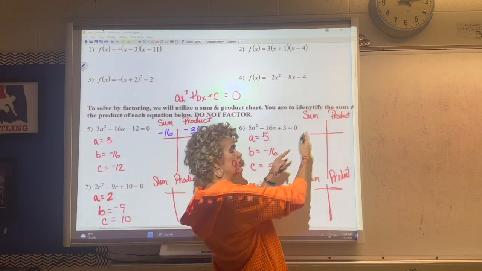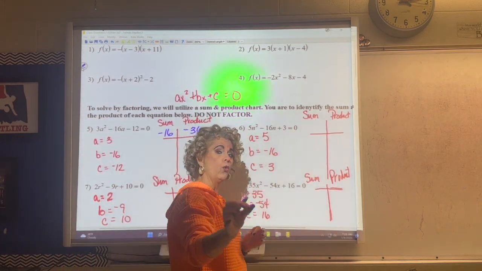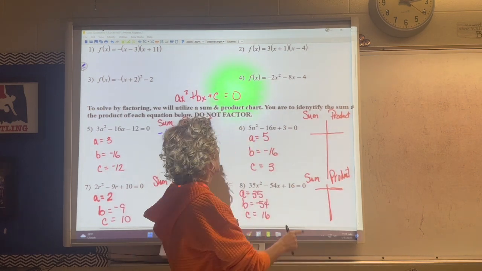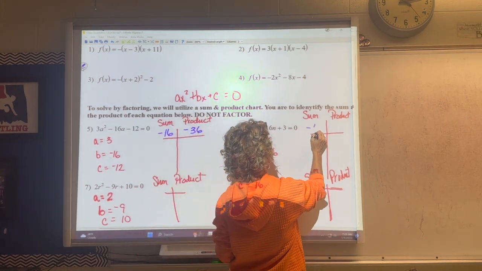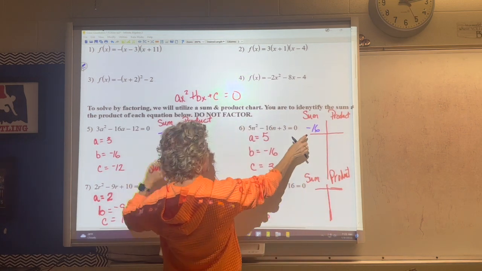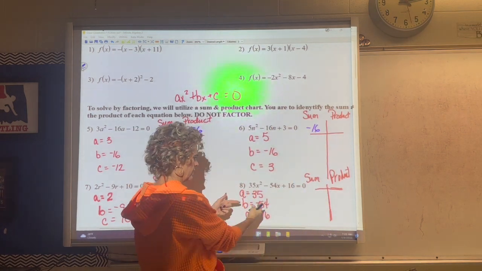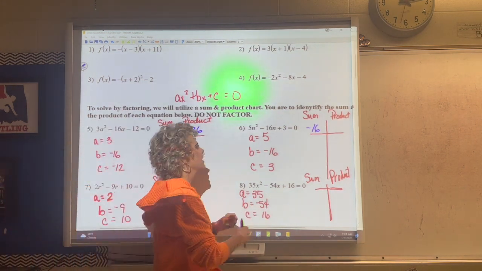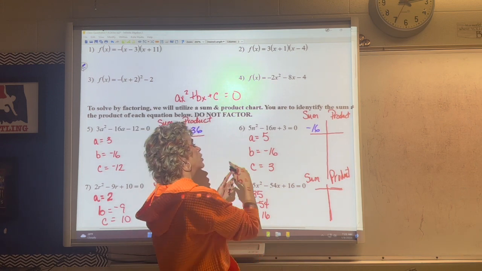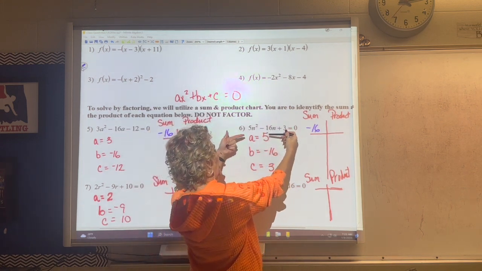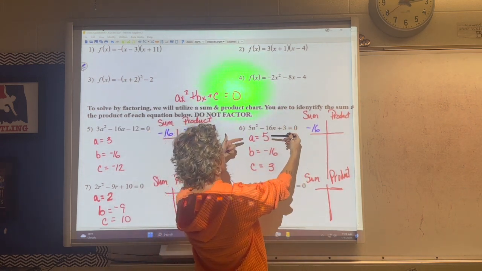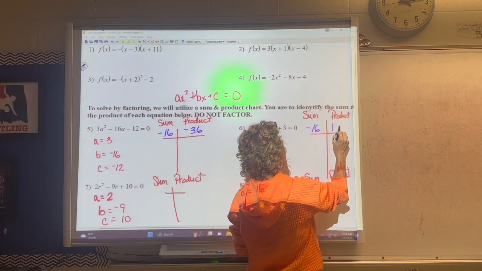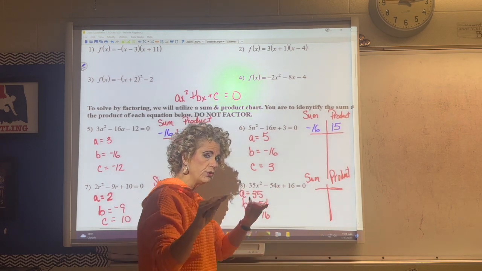So, right here, the sum. Sum is always the coefficient of our linear term, our B value. Our B value, again, happens to be negative 16. Now, please keep in mind, it won't always be a negative 16. Here it's not a negative 16. Here's not a negative 16. They just happen to be the same up here. So we have a negative 16 as the sum. The product is going to be A times C, my quadratic term times my constant. So 5 times 3 is 15. And again, that's all we're doing today.